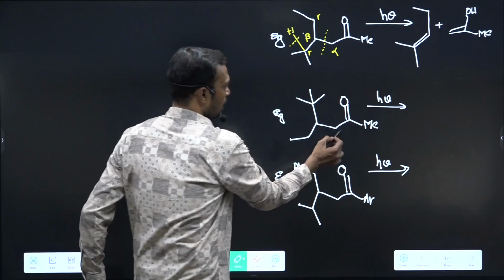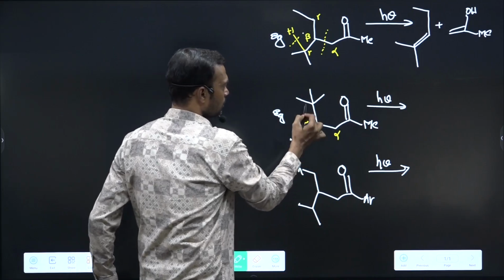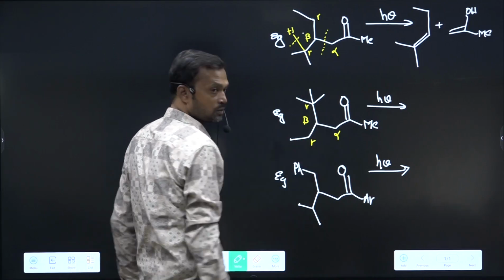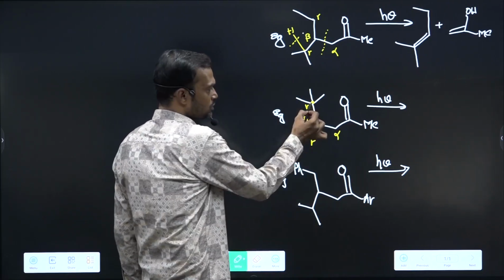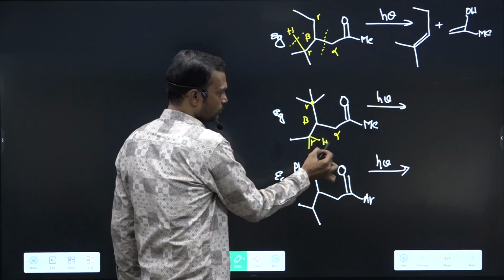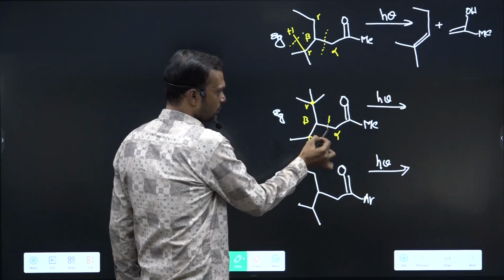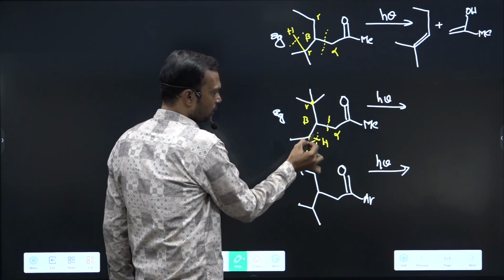So alpha, beta, here gamma, here also gamma is there. Which is preferred, below or above? Below. Here there is no gamma hydrogen first of all, so we need to use this hydrogen. So break alpha, beta, break this. Put a double bond here, put a double bond here.